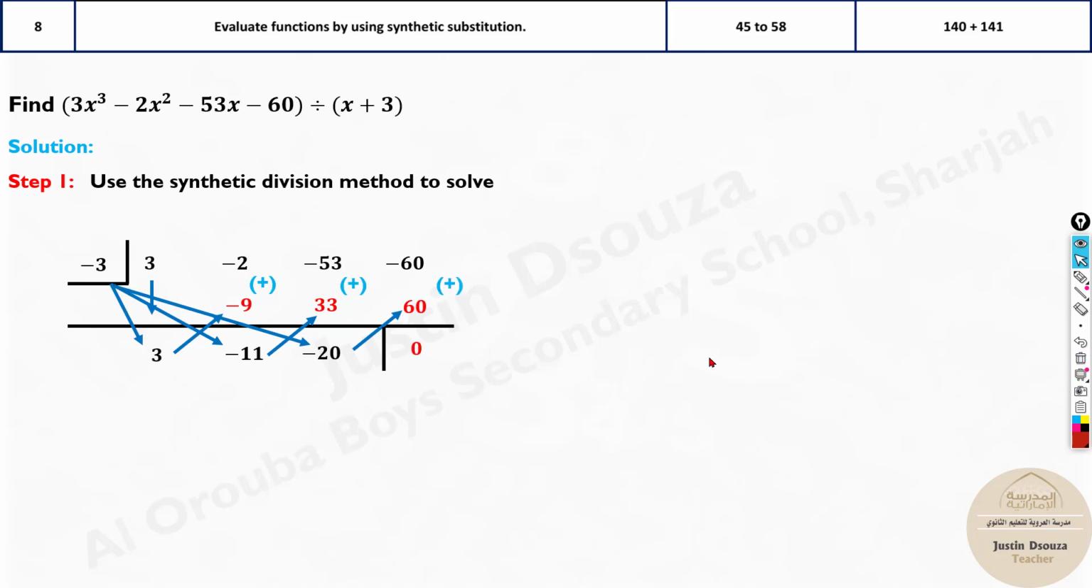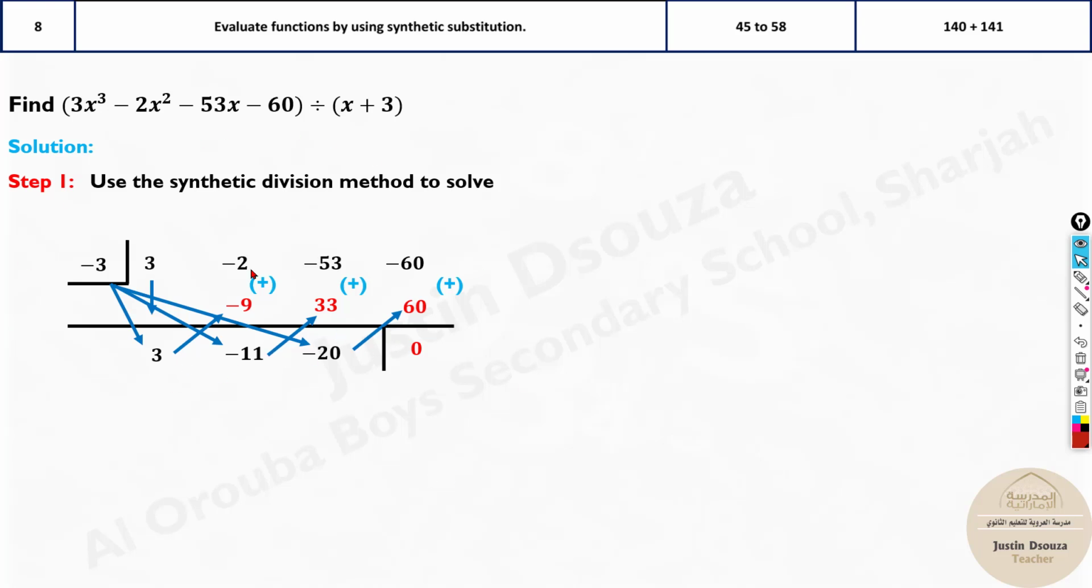So this is synthetic division. Very simple. Whenever the remainder is 0, that means this is a factor. Now, if there is some remainder value, then that value can be used differently. We will see in problems later on. But this is the main idea of synthetic division.